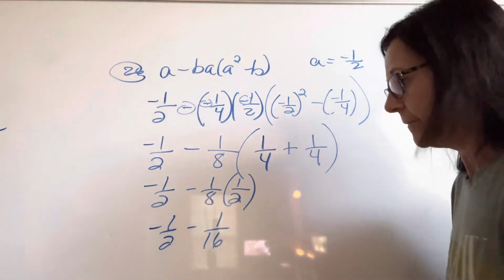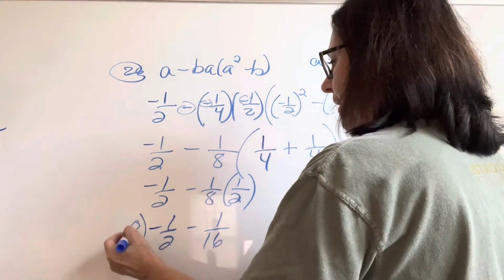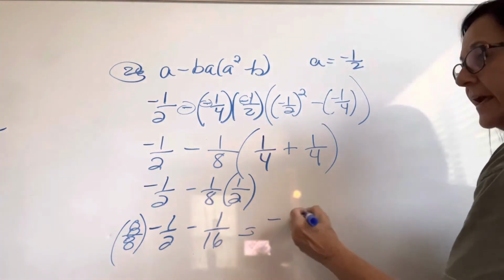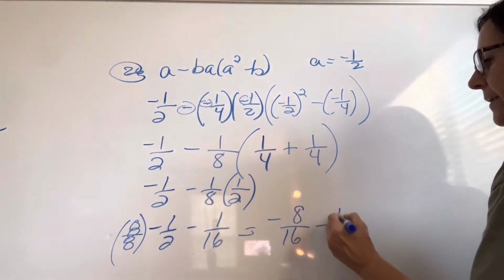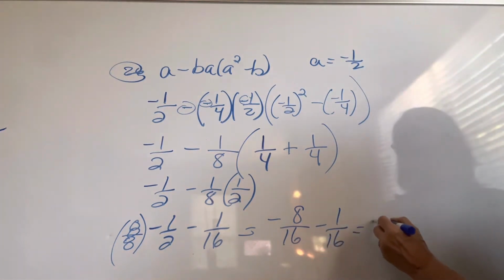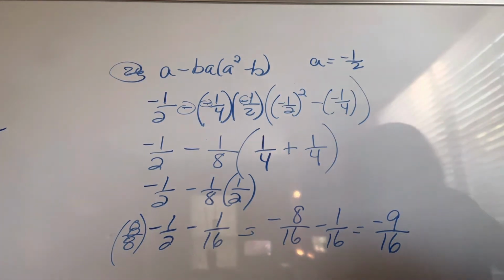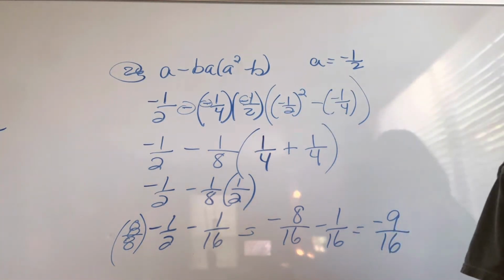We need a common denominator. It's going to be 16. Multiplying that first term by 8 over 8. I end up with negative 8/16 minus 1/16, which gives me negative 9/16. All right, that's number 26.